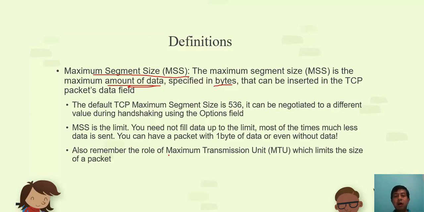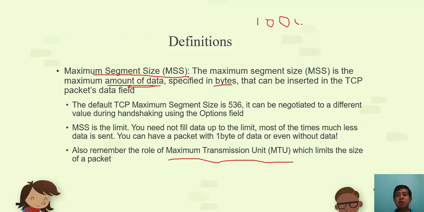Now here comes the role of another unit which we have discussed in UDP also, known as the maximum transmission unit. If you remember, the maximum transmission unit gives the maximum size of a frame that can be transmitted using the data link layer technology, because the data is actually transmitted after the data link layer using certain technologies. Depending on that technology, the maximum transmission unit varies.